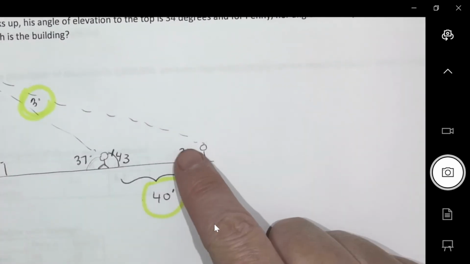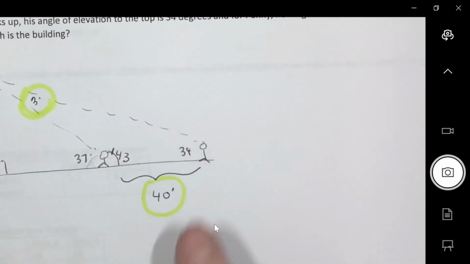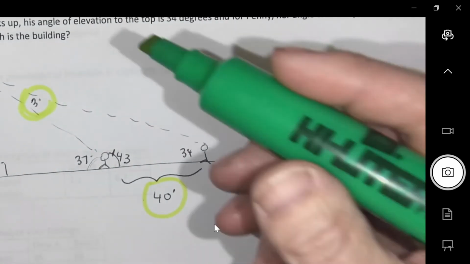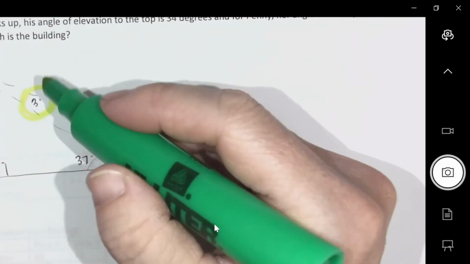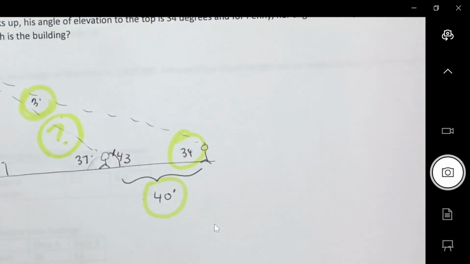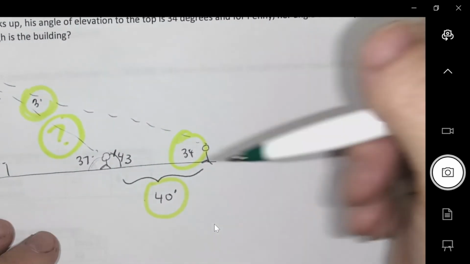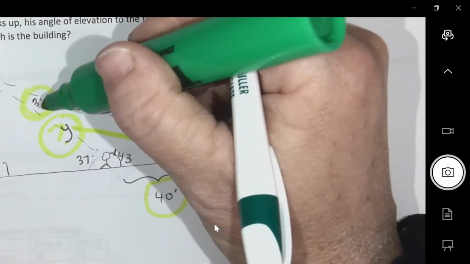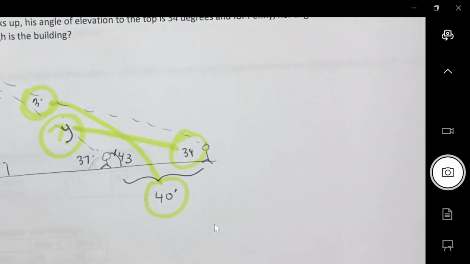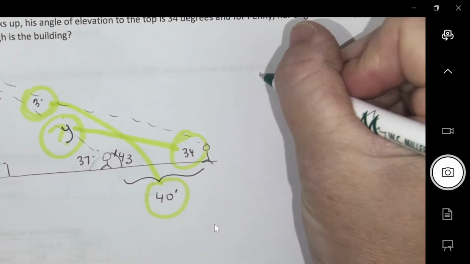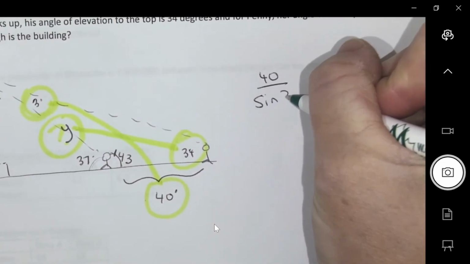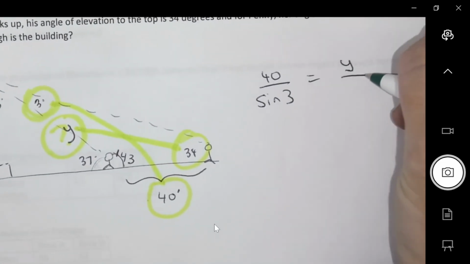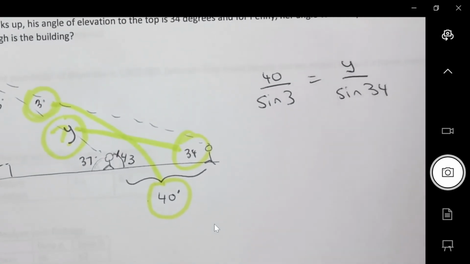If you're trying to do that, do you see this and this? They're not inside the same triangle as each other. So I'm going to do 34 and that side. I'm going to call it y. Okay, so there's a sine law pair. So 40 over sine 3 equals y over sine 34.